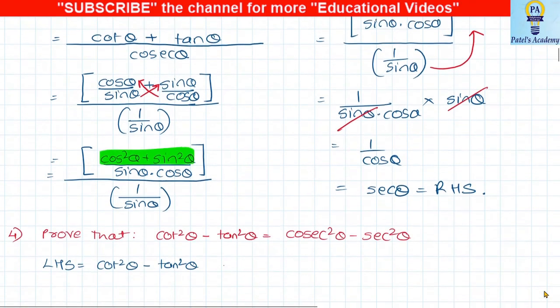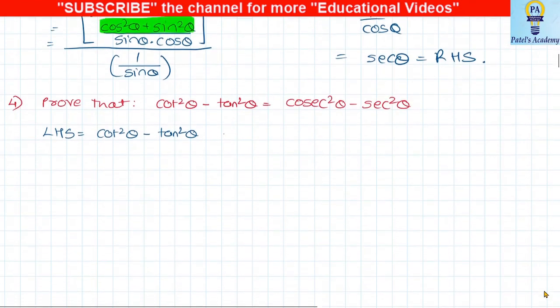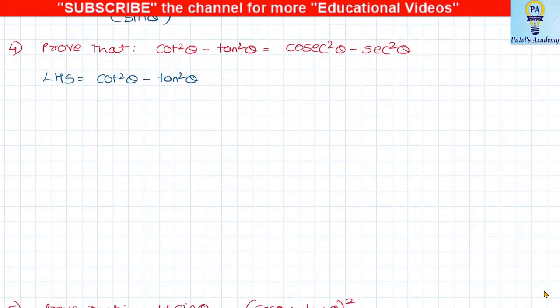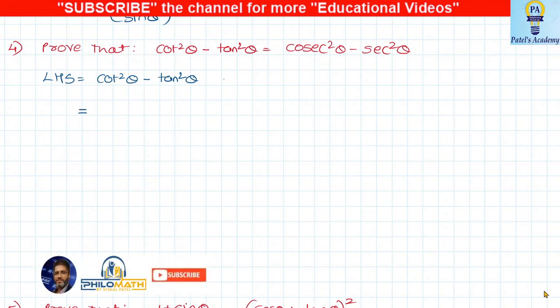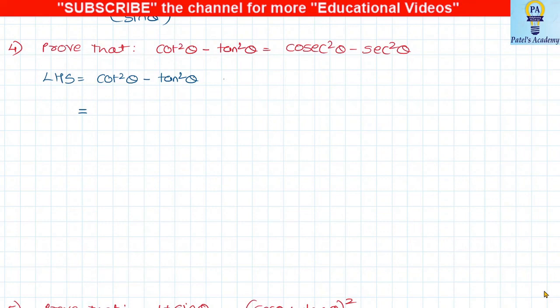Okay, now let's see the next one, sum number 4. What is given, I have taken the LHS, that is cot square theta minus tan square theta. Now students, a small hint I'll give you. Don't always convert your LHS into sine and cos. In most cases it works, but in some cases the sum becomes easier, like this one. On the right hand side I have cosec and sec, and we know that there is an identity with cot and tan and cosec and sec. So that is what I'm going to use.